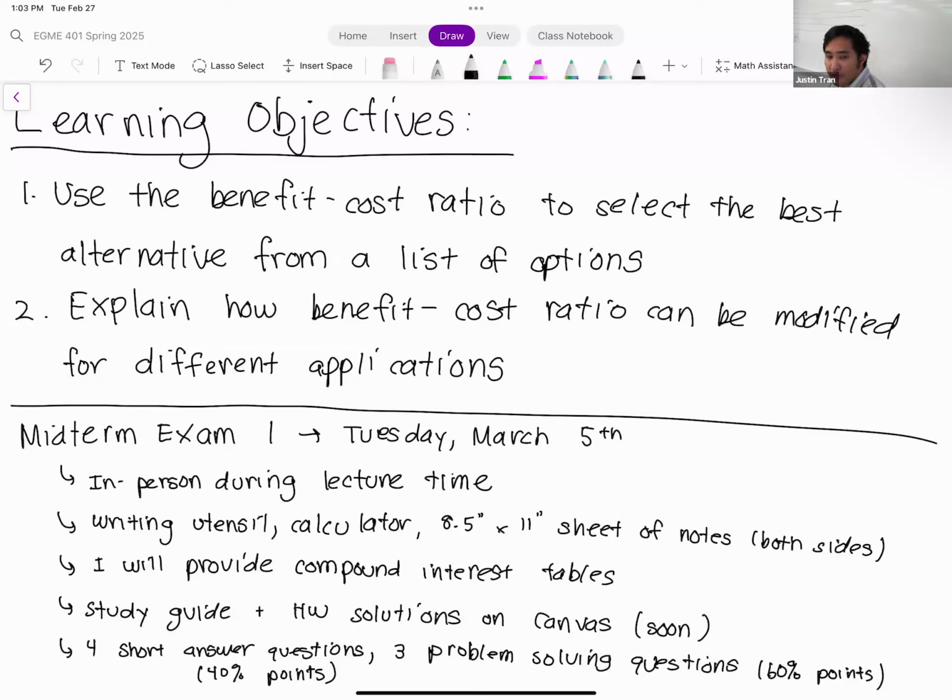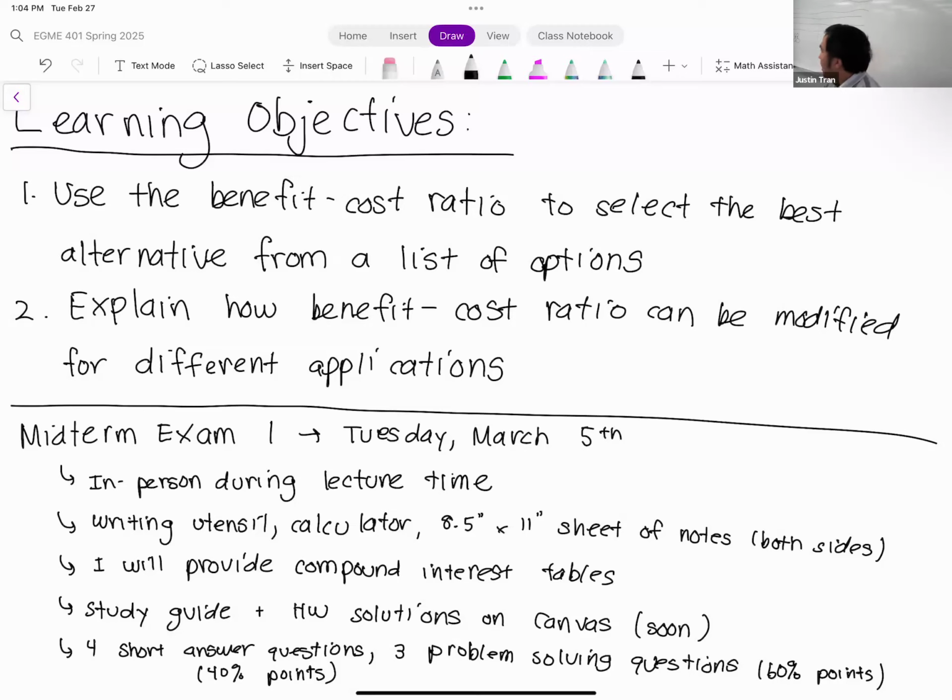In terms of the format of the exam, there's going to be four short answer questions, very similar to problem ones that you've been seeing on the homeworks. I'll give you a question that you can usually answer within two, three, or four sentences. Maybe I'll have you draw a picture, a cash flow diagram, something like that. That'll be worth 40% of the points. Then there are going to be three problem solving questions worth 60% of the points. By problem solving questions, I mean things like present worth analysis, annual cash flow analysis, maybe a cash flow conversion, maybe a non-standard conversion.